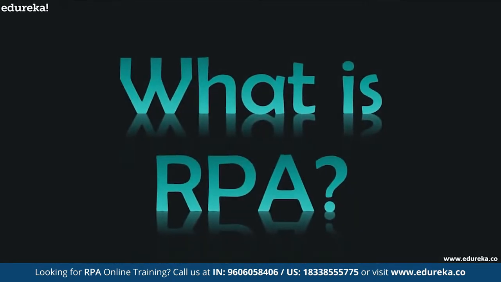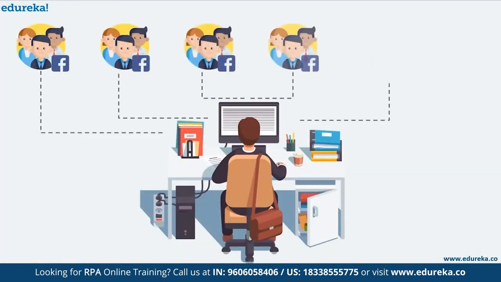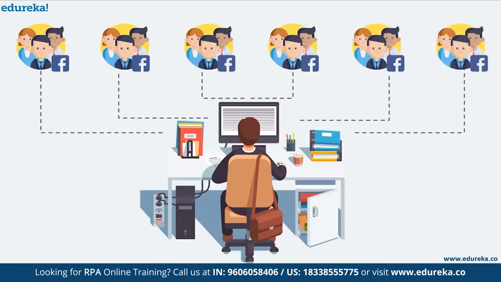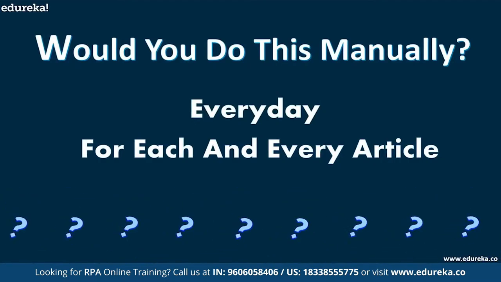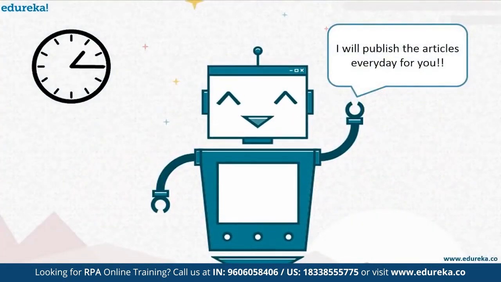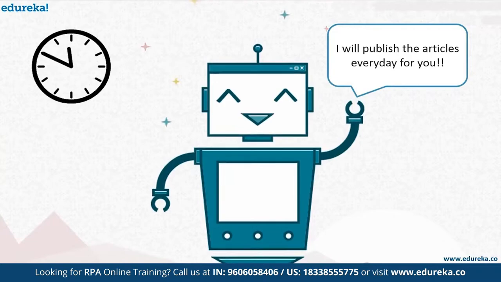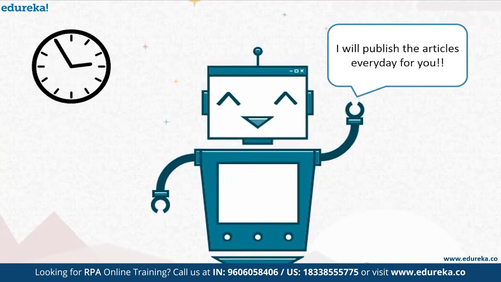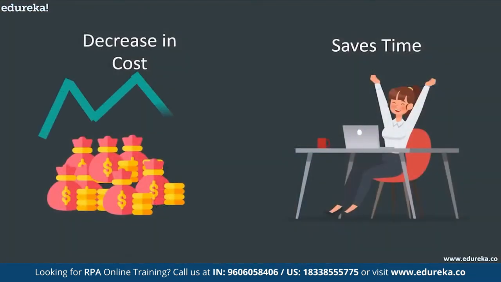Now let's understand what is RPA. Consider an instance where you want to publish your articles on various social groups at a specific time every day. Would you wish to do it manually yourself every day for each and every article? Well, this would cost you a lot and also would be tiresome for you. Instead, you could just make a robot to do it for you. You could just configure a computer software or a robot to interpret the human actions and imitate them. So here you can configure a robot to publish the articles every day at the mentioned time. That would not only cost you less, but would also be less tiresome.